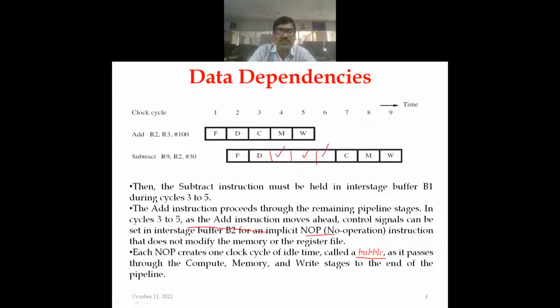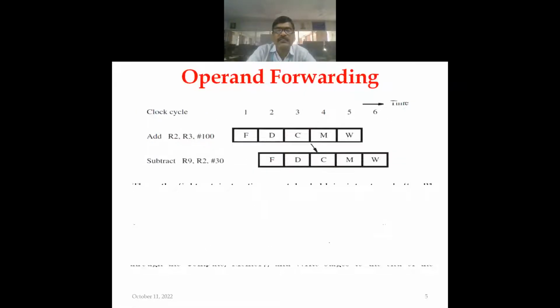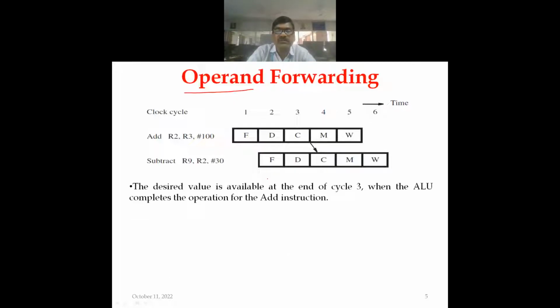To overcome this, we make use of the concept called operand forwarding. The desired value is available at the end of cycle 3, when the ALU completes the operation for the add instruction. Once this compute operation is carried out during clock cycle 3, the result is available in the ALU.